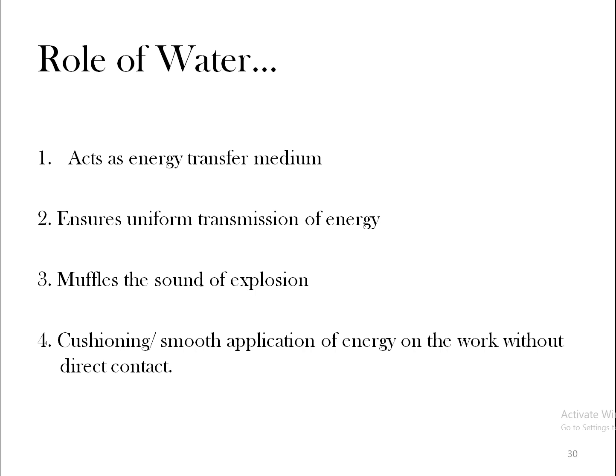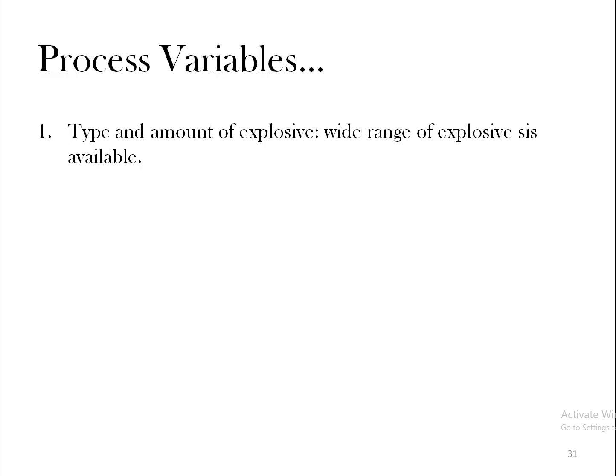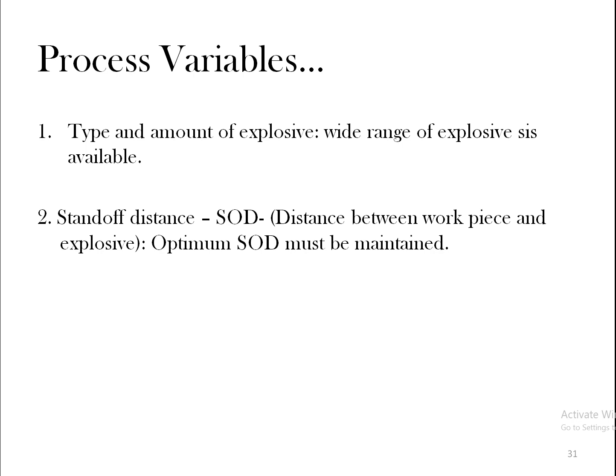Now, going to the process variables, even this you can assume yourself, right? Process variables are the things which affect the process. One of them is the type of explosive. Depending upon the type of explosive, you will get a different output. If the explosive is not that heavy, or the energy produced by the explosive is not that much, the profile that you are getting will not be that fine.